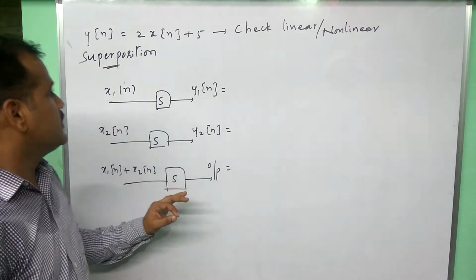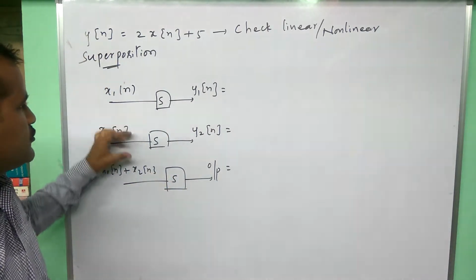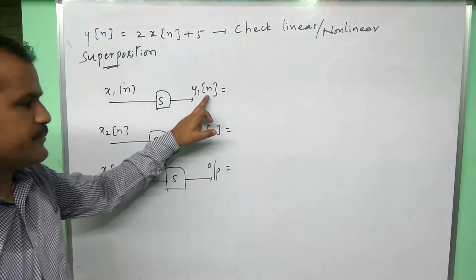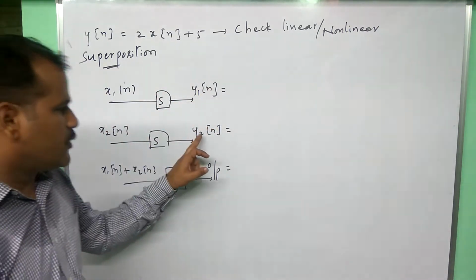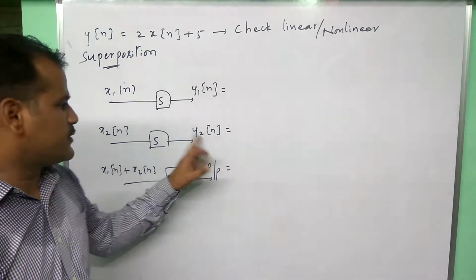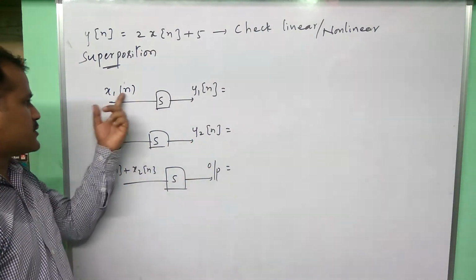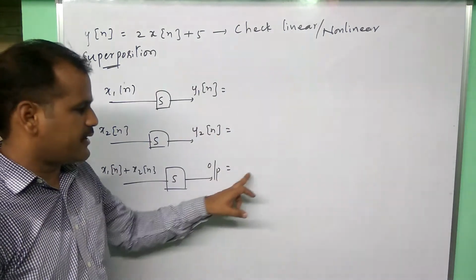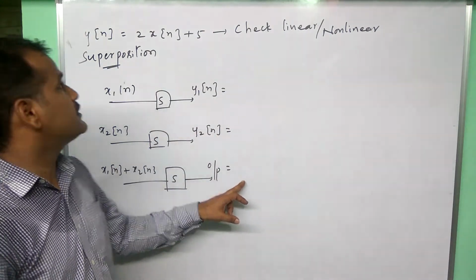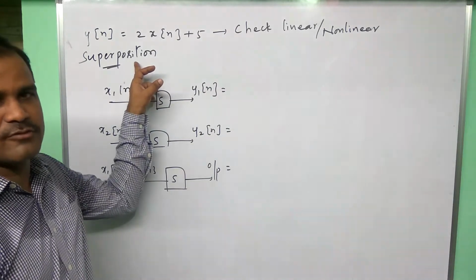What we are doing in the superposition principle, if you observe: if you apply x1 of n, you will get some output y1 of n. If you apply x2 of n, we will get some output y2 of n. Then if the inputs are added, and the corresponding outputs are added, then the system is satisfying the superposition principle.